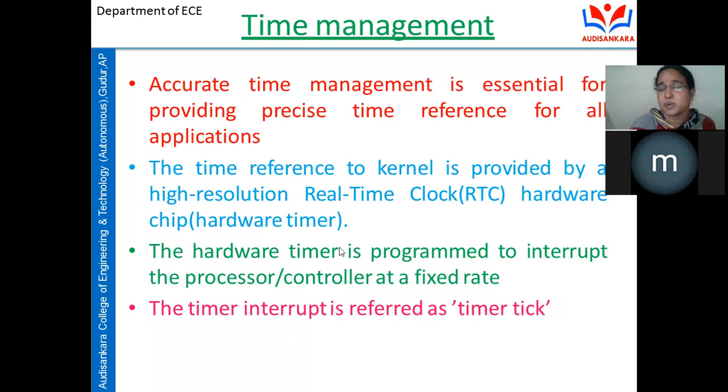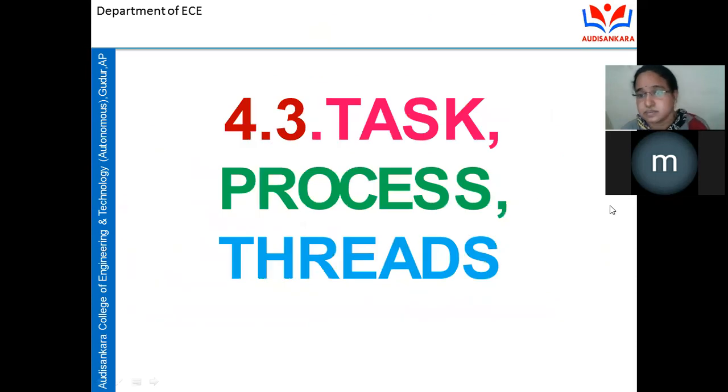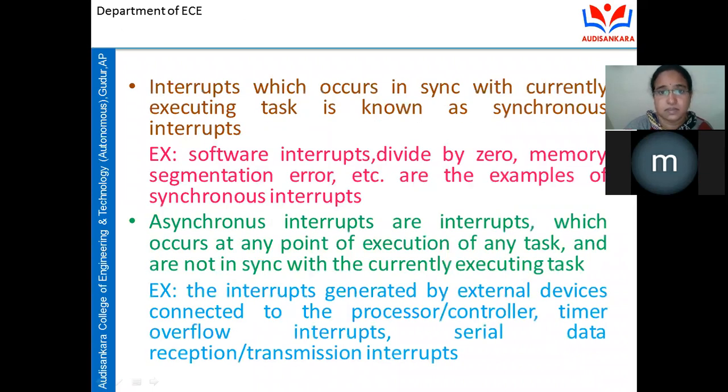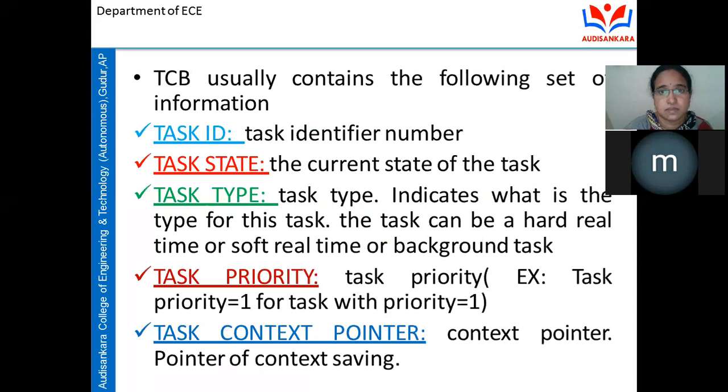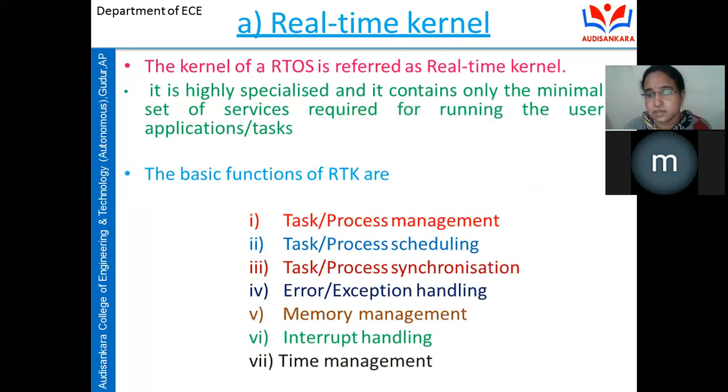So today we discussed the 7 basic functions of the real-time kernel. Now students, tell me what are all the basic functions? Task or process management, task or process scheduling, task or process synchronization, error or exception handling, memory management, interrupt handling, and time management. These are the basic 7 functions handled by the real-time kernel, where the kernel of the real-time operating system is referred to as the real-time kernel.